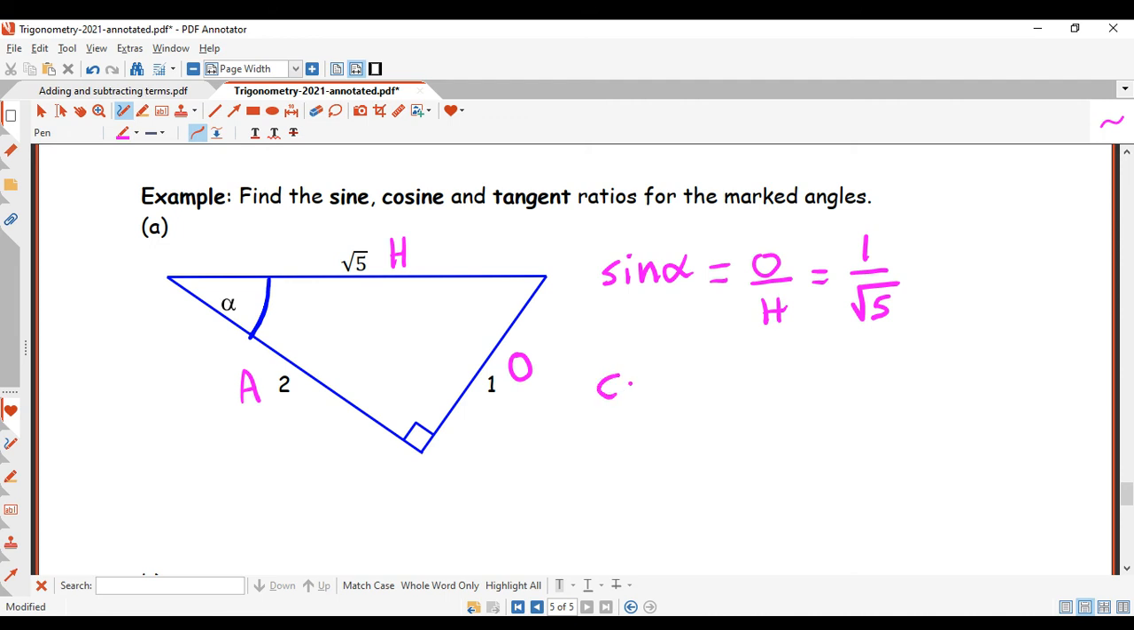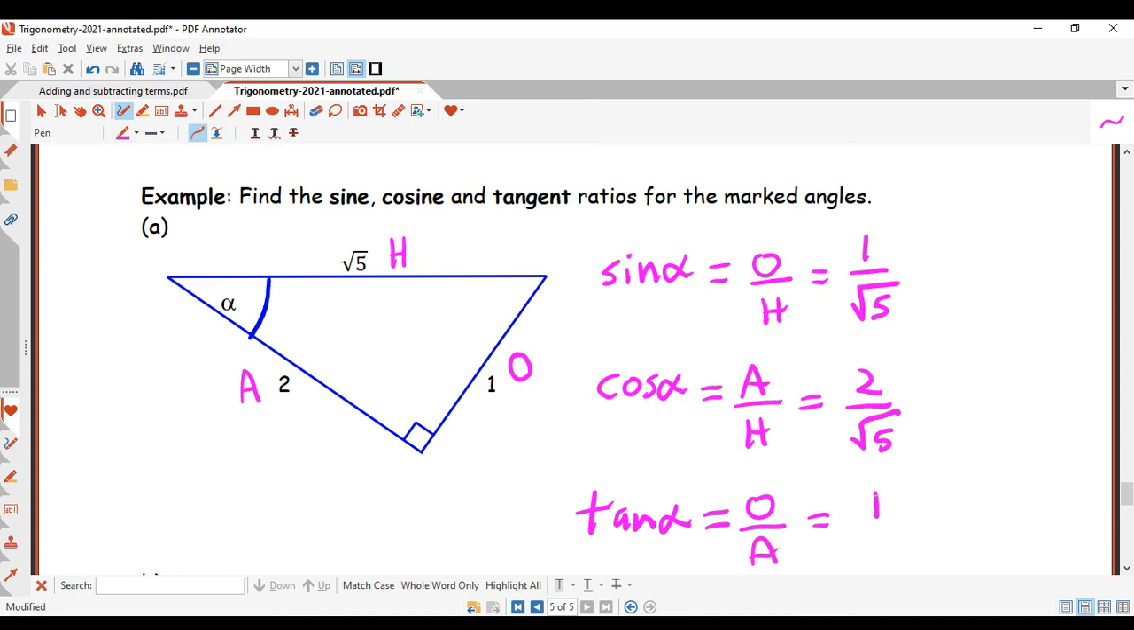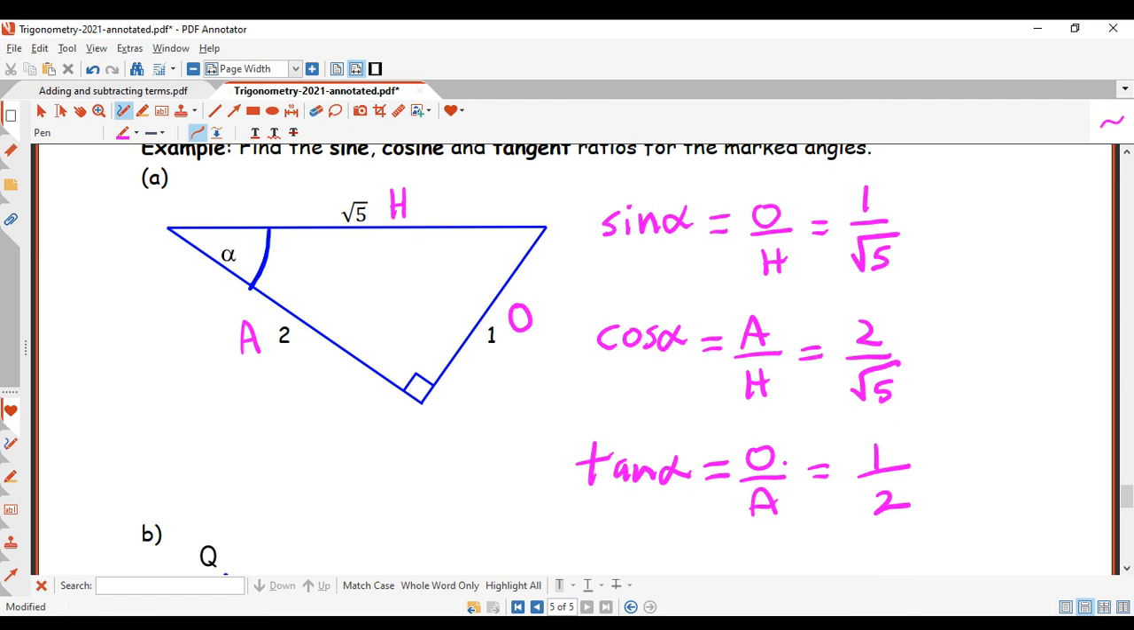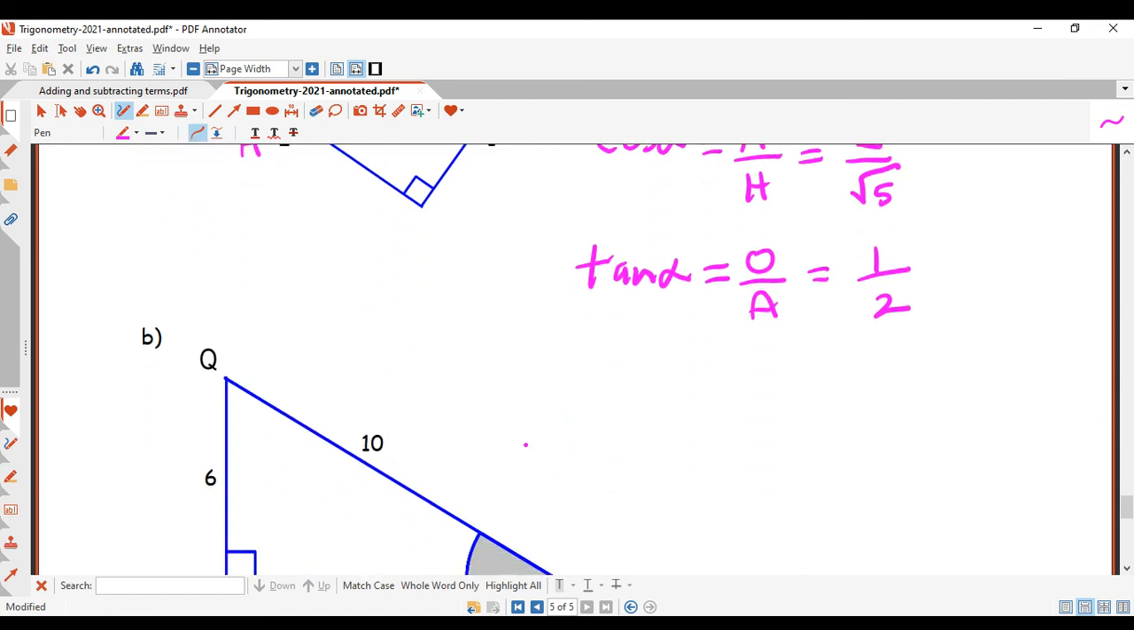Next one, cosine of alpha. So we write down cos alpha equals adjacent divided by the hypotenuse. The adjacent side is 2, the hypotenuse is root 5, so 2 over root 5. The last one, tan alpha, is the opposite side divided by the adjacent side, which is 1 over 2. So that's our three answers for the first example. Now have a go at part B.